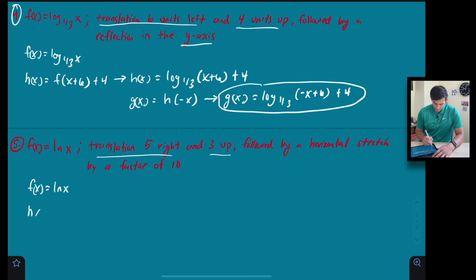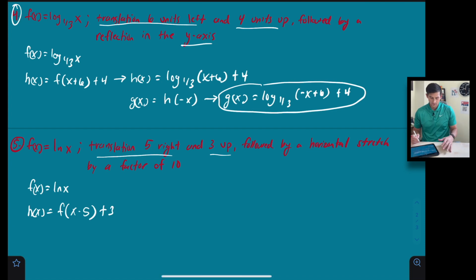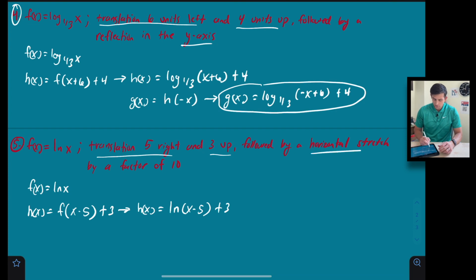So we'll say h of x is equal to, all right, now we're going 5 right. So that's going to be the f of x minus 5. And then 3 up would be plus 3. Okay, so now we put that in, and we would say that h of x is equal to the ln of x minus 5 and plus 3. Okay. All right, so now horizontal stretch by a factor of 10.